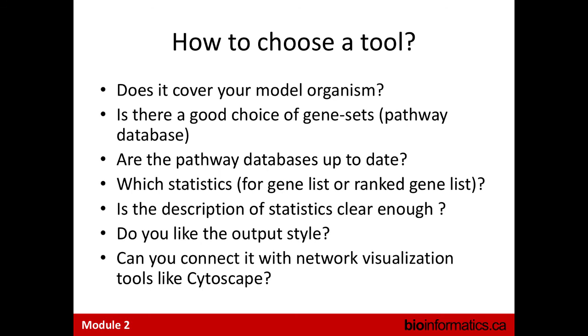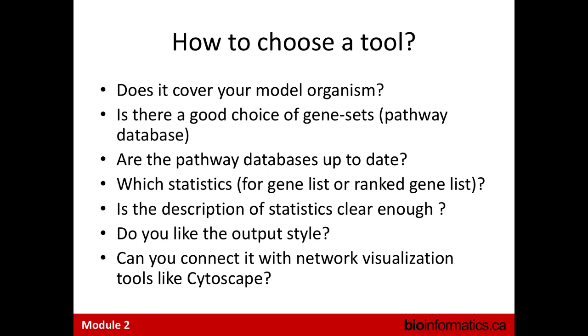It could be that depending on your data, your model organism, or personal choice, you want to choose a tool. So when I look at a tool, I try to answer a few questions that are correlated to the concepts that we've seen today. So does the tool cover your model organism? That's the first question. Is there a good choice of gene sets, pathway databases? We usually like to test different sources of pathway databases. Some tools use just GO or just Reactome, but we like when the tools are using multiple sources. Are the pathway databases up to date? Sometimes the tool was developed a year ago, but there is no one to maintain it, and the pathway databases are not updated, and we are going to lose information if we don't use up-to-date databases.